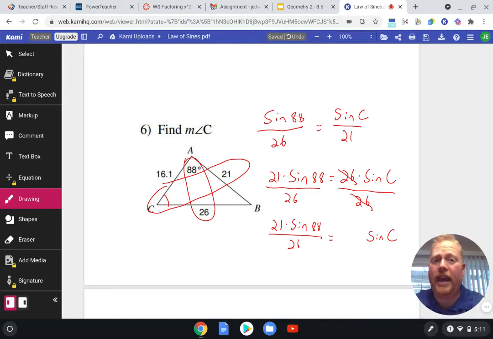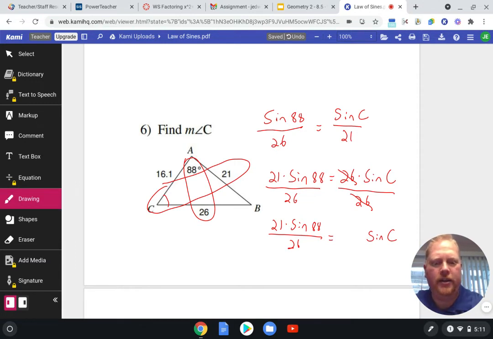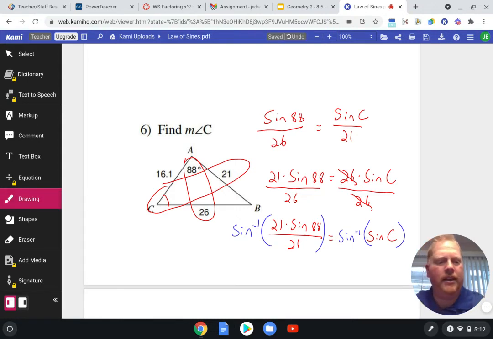Now I'm close to having the variable by itself, but it's still got that sine there. So if you recall, the way we undo sine is by using the inverse sine. So I will do the inverse sine to both sides, with the idea that the inverse sine and the sine cancel each other out.